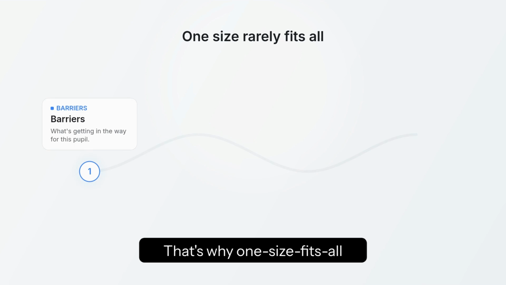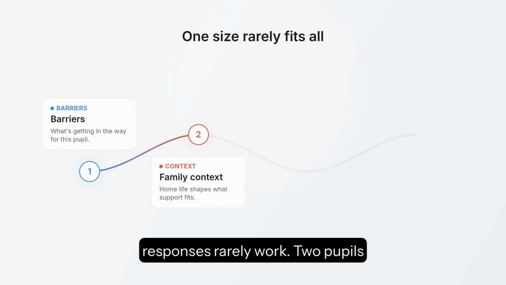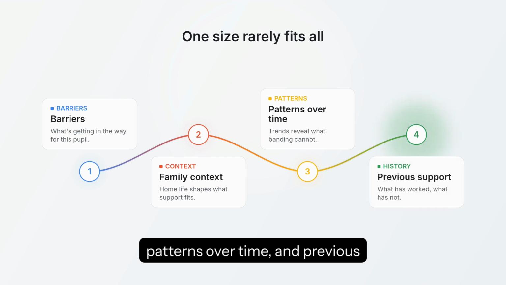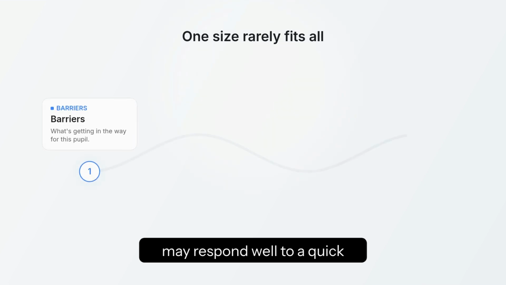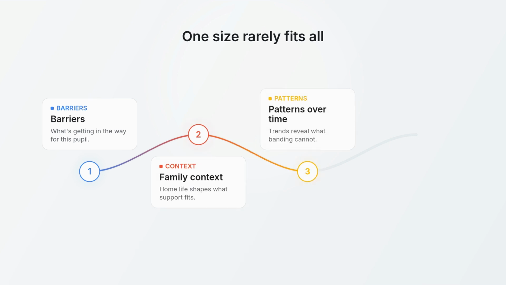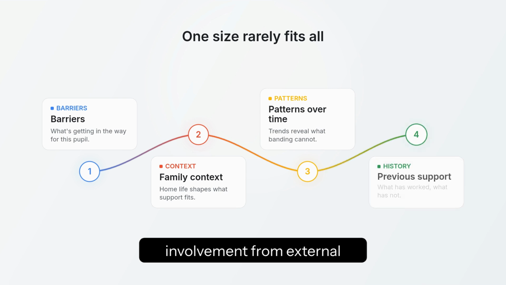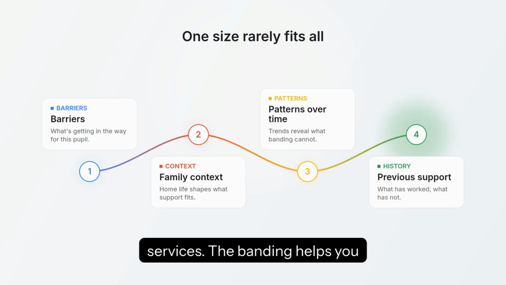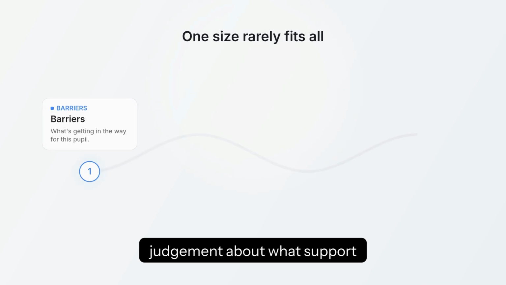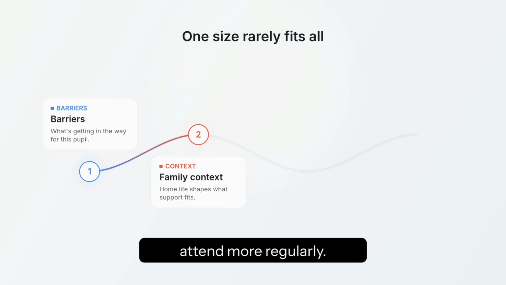That's why one-size-fits-all responses rarely work. Two pupils in the same banding may need very different interventions depending on their barriers, family context, patterns over time, and previous support. For example, one pupil may respond well to a quick check-in and improved home-school communication. Another may need pastoral support, timetable adjustments, or involvement from external services. The banding helps you identify a level of concern, but it doesn't replace professional judgment about what support will actually help that pupil attend more regularly.